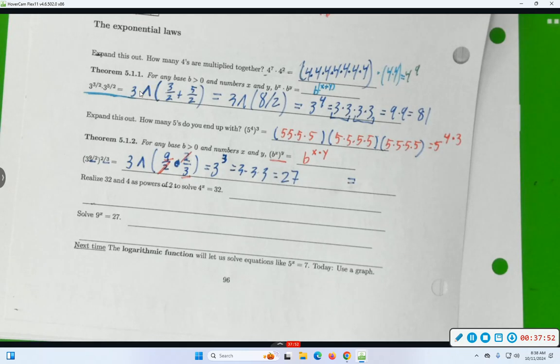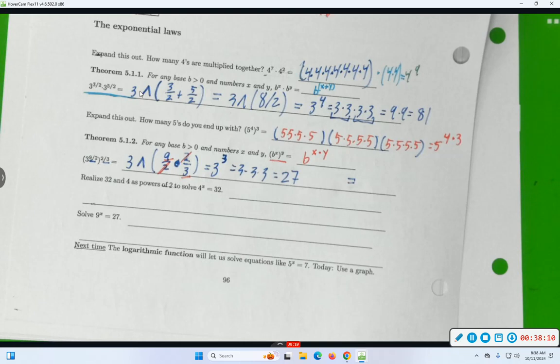So there's one thing you can do. You can use these exponential laws to simplify stuff. And sometimes you can simplify stuff to the point where you can just compute them. Here's another thing you can do though. You can use this idea to simplify things to the point where you can solve them. So let's try to do that.